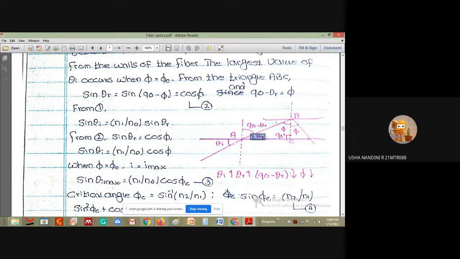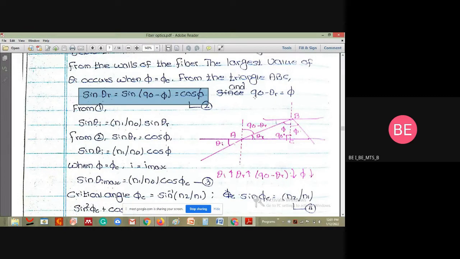Yes? 90 minus phi, exactly. Theta r is equal to 90 minus phi. So sine theta r can be written as sine of 90 minus phi, because these two angles are equal, right? This theta r will be equal to this 90 minus phi. According to your trigonometric relation, sine of 90 minus phi is equal to cos phi. So instead of writing sine theta r, we can simply replace it with cos phi, right?